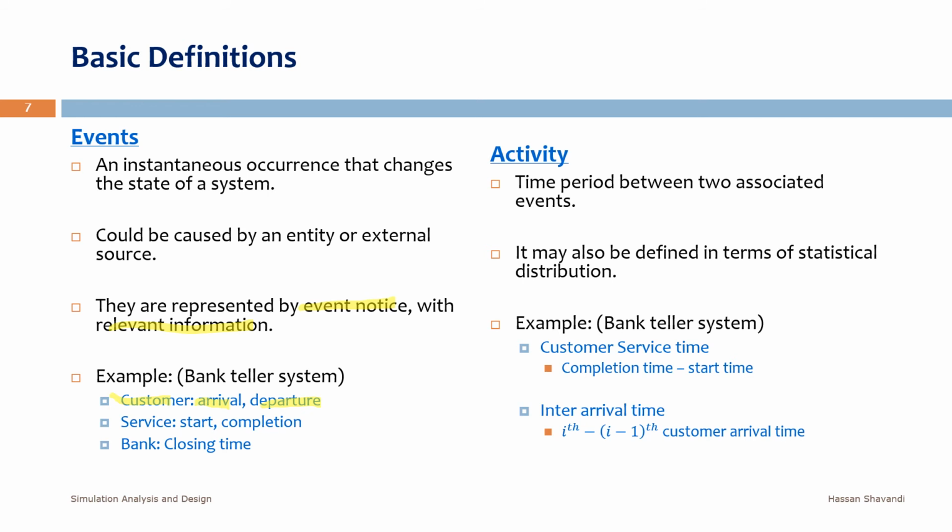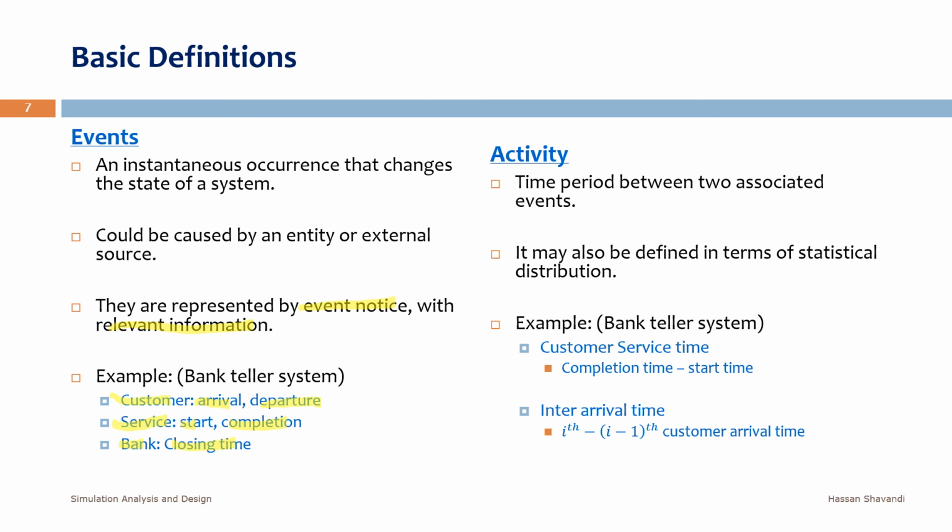Or for the service, we have start and completion, right? Again, the start of the service and the completion time of the service. These are again occurrences. We call them events, and they will change the system status. Or for the bank, we have the closing time, for example. Right? So these are the events. We define the events, and our approach for defining the events is as the occurrences that change the system status based on our interest for a study, right?